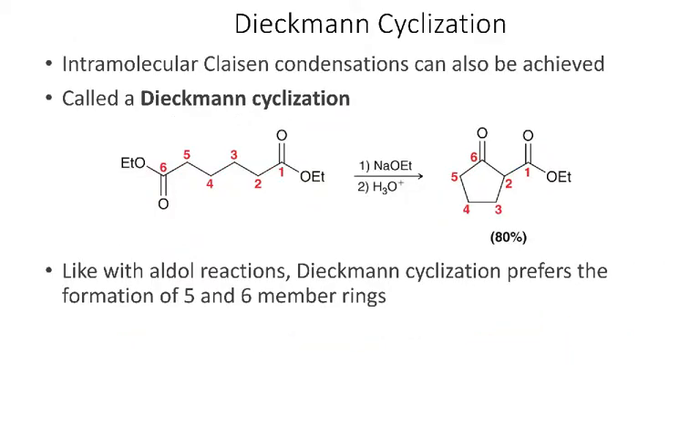And finally, we can also have intramolecular Claisen condensations, where I have an ester on two ends of a long enough chain of a molecule. We give this a special name: these are called Dieckmann cyclizations. Just like with aldol reactions, where we're forming cyclic products, the Dieckmann cyclization prefers formation of 5- and 6-membered rings. All right, I thought it would be helpful to look at some examples, but I didn't want to make this video too long, so I have a second video where we look at some specific examples of Claisen condensations.